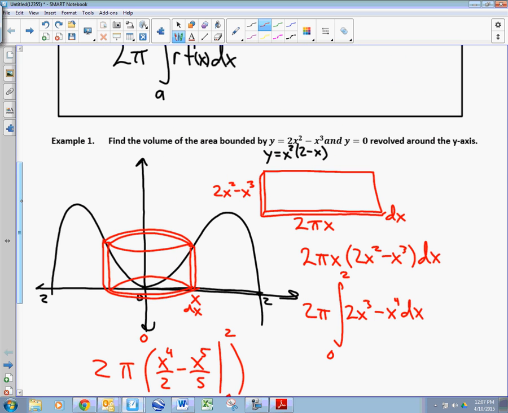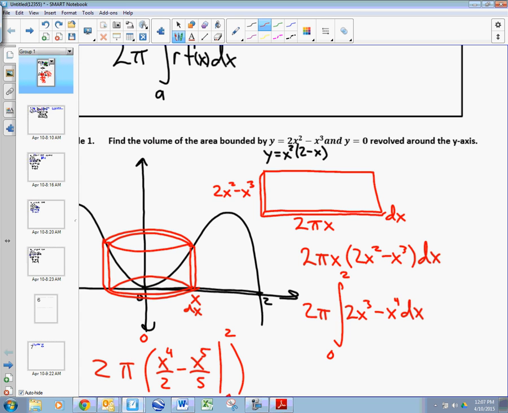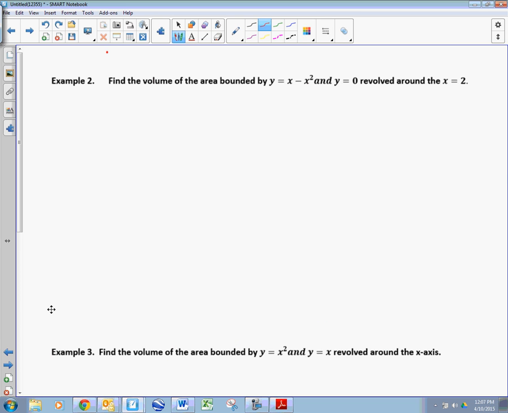Obviously, the setup is the critical part. Okay. Try one that's much more complicated. This one, y equals x minus x squared. So that's y equals x times, whoop.